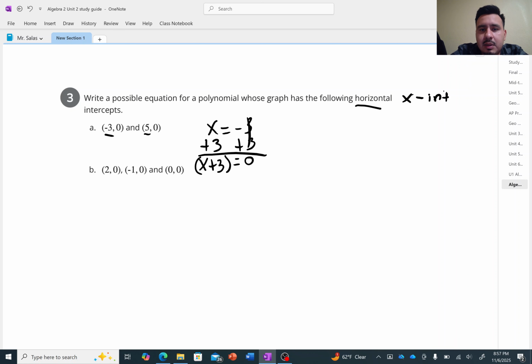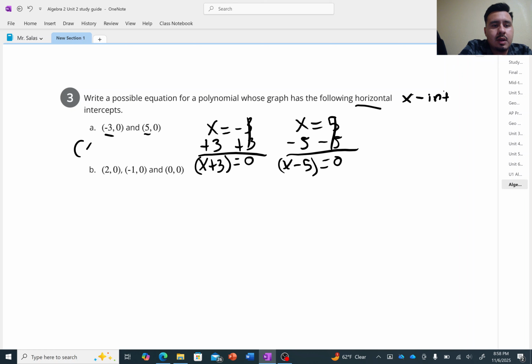And then the other one is going to be the same thing. x is equal to 5. How do I get rid of a positive 5? Well, I'm going to subtract 5 from both sides. The 5's get canceled out. This is going to be 0 equals x minus 5. That's my other factor. So the polynomial equation would be x plus 3 times x minus 5. This is my solution.